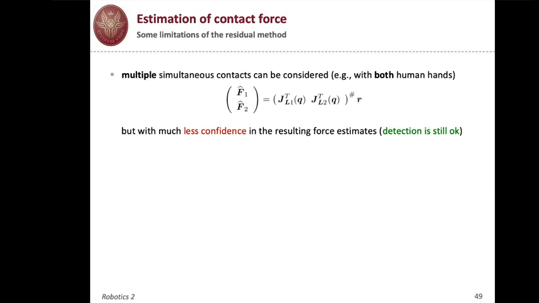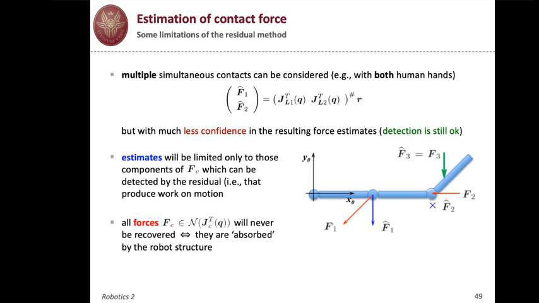In fact, there's a Jacobian for one contact point and a Jacobian for the second contact point. The residual is always a 7-dimensional vector in our case, and we are trying to extract information on the two contact forces. However, this is much less confident. So while it's good for achieving detection, it's not really good for estimating the individual forces at the two contact points.